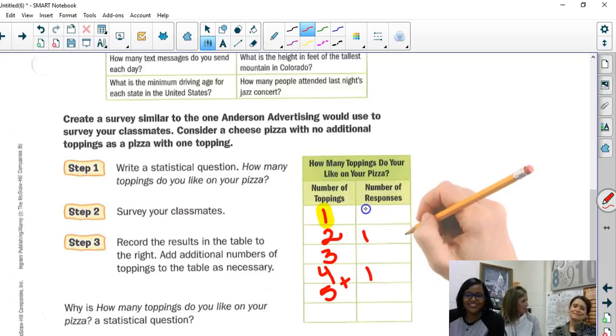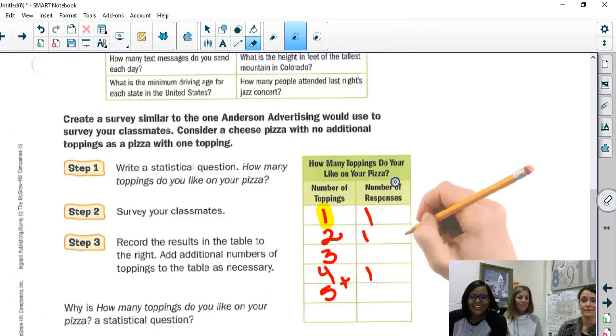What are you? I'm cheese. Is that a topping? No, it says zero, or it couldn't be, because the question says to consider a cheese pizza with no additional toppings. So I'm not even there. Good job, you were reading. Oh, because I didn't read the question.